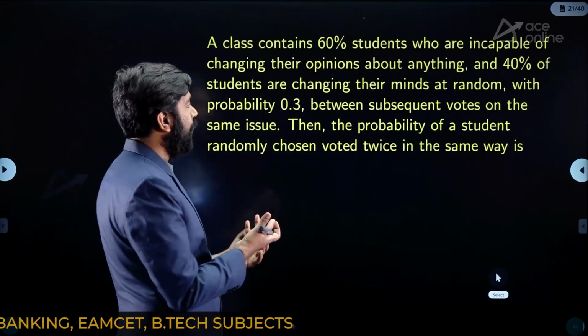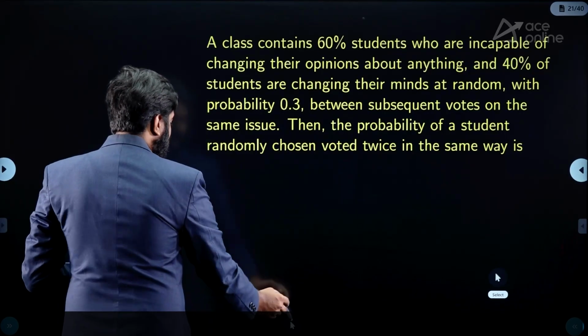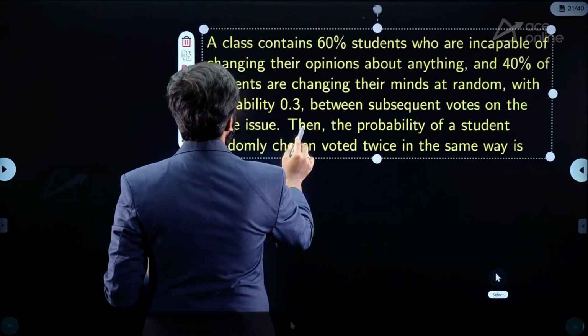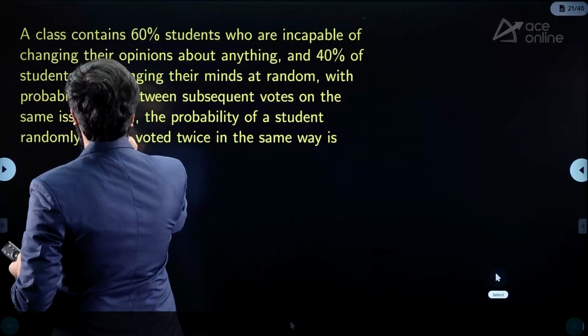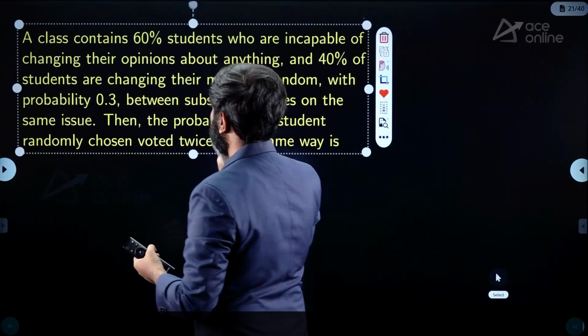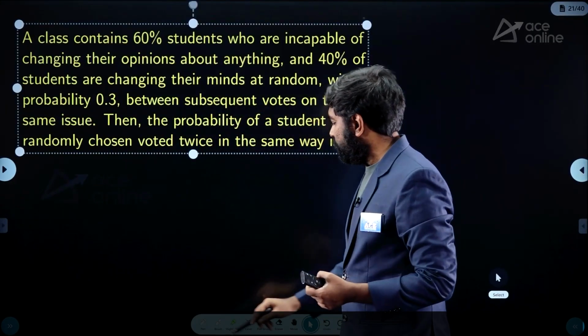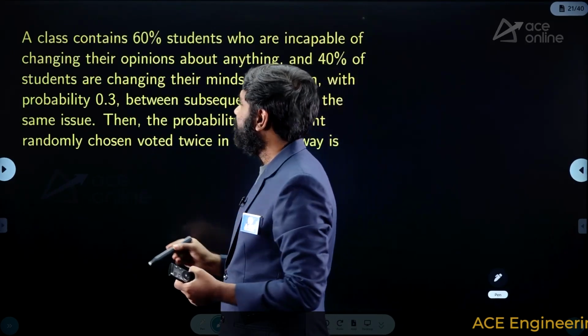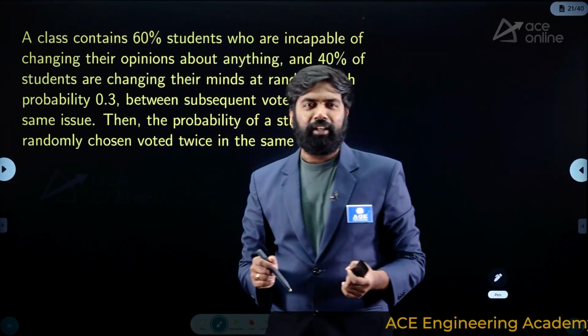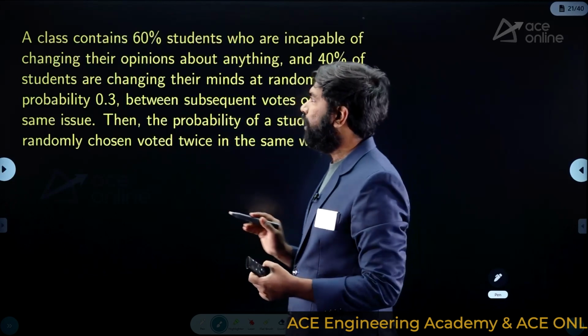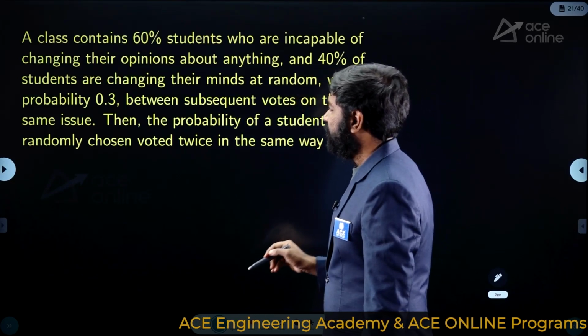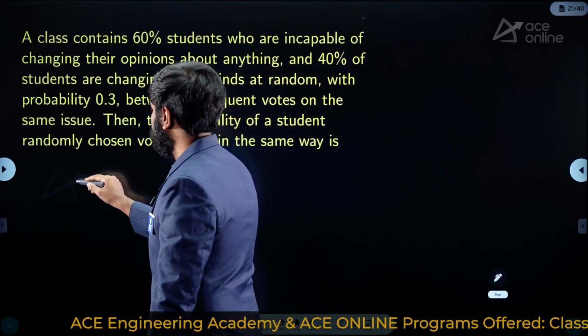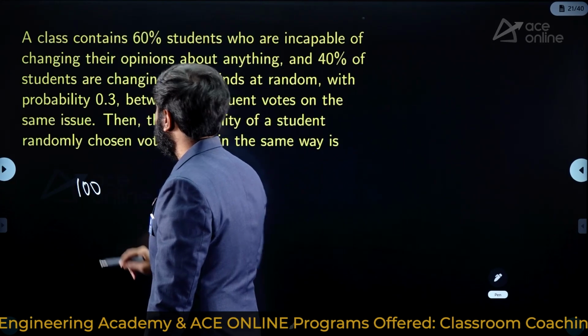So let's see how to solve this. You can imagine that there are 100 students in a class, and you can also think of an election here. So in our state recently we have completed the election, so you can compare this with that kind of election. So let's say that there are 100 students in a class.